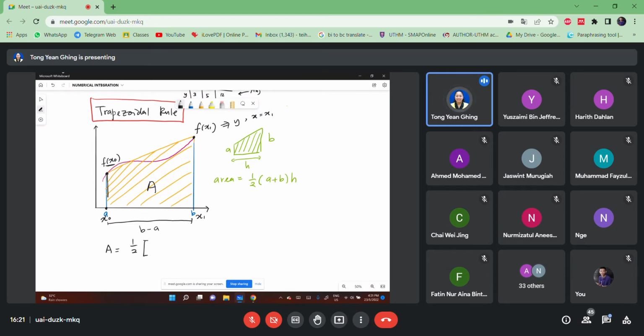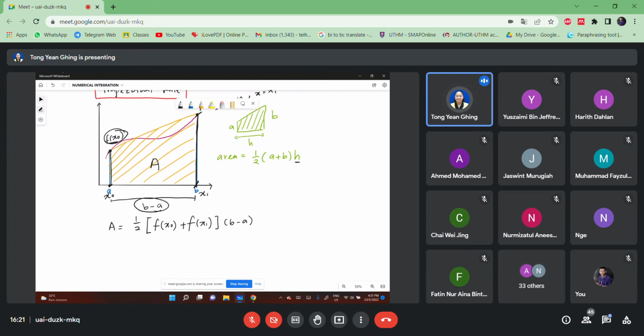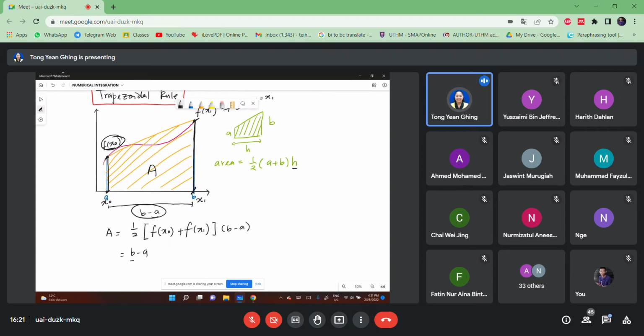So the area is half times F(X0) plus F(X1), the length of this one, times the H, which is B minus A. So this becomes (B minus A) divided by 2, times F(X0) plus F(X1).